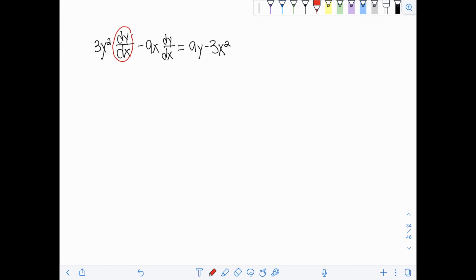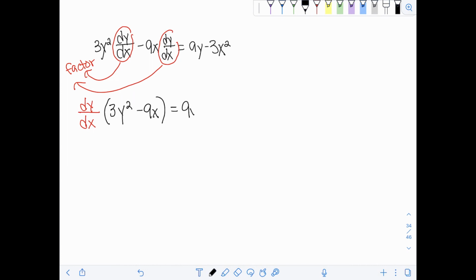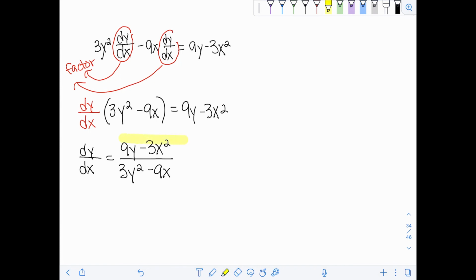Okay, so if you get to this point, where you have everything with a dy dx on one side, like we have on the left, that means you can factor it out. Because the trouble is, it still looks like we have two of them, and we need just a single dy dx. So I'm going to factor the dy dx to the front, and what we have left over in these parentheses is 3y squared minus 9x is equal to, and I haven't changed anything on the right here. So now the last step to get dy dx by itself is to divide everything by 3y squared minus 9x.